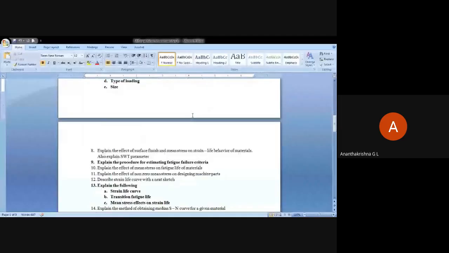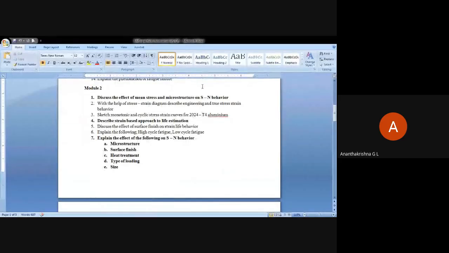Okay. Can you see module 2 questions? Are you able to see the screen? Yes, sir. Okay, which one have we taken?